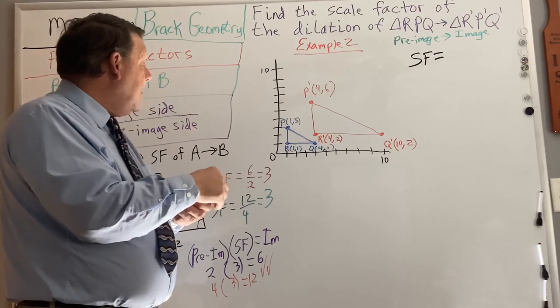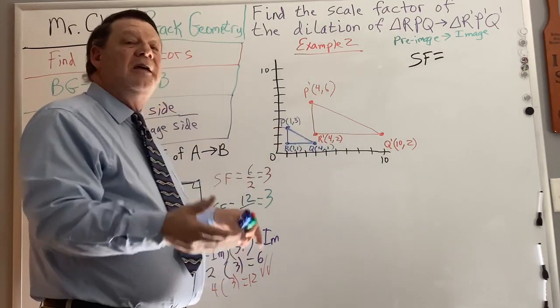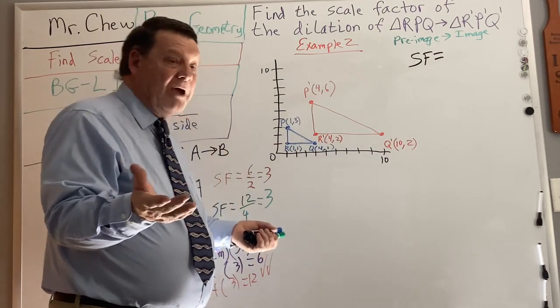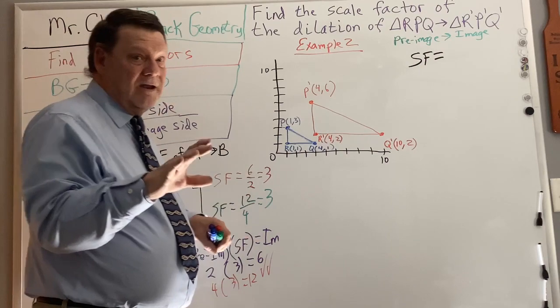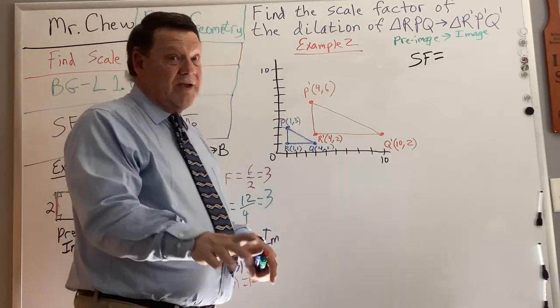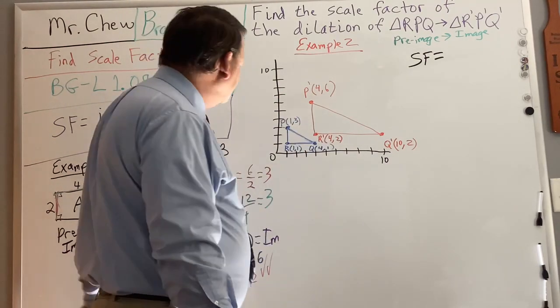And any time that it got smaller, if we'd have gone from red to blue, then it would have been greater than 0, so it would have been a fraction, and it can't be negative. That wouldn't make sense in this case. Are there negative scale factors? Yes, but that's advanced geometry. That's several lessons down the road.